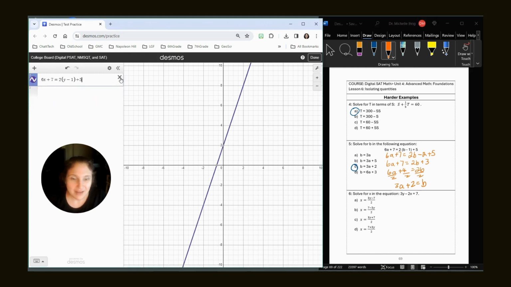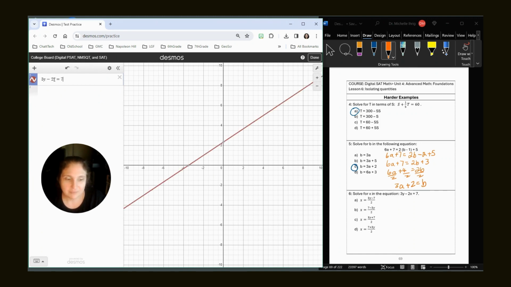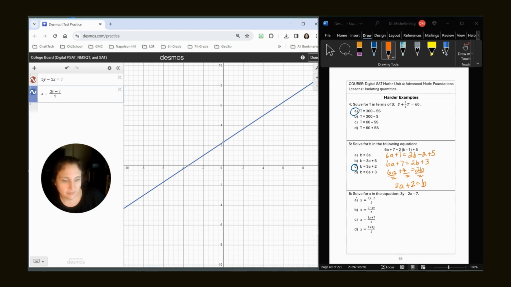All right. We've got 3y minus 2x equals 7. And that's our initial function. We can see it, so we don't have to do any zooming. X equals, because this is a complex fraction, I will hit the fraction bar first. That way I don't have to worry about putting in parentheses. Oh, choice A. Perfect, perfect, perfect.